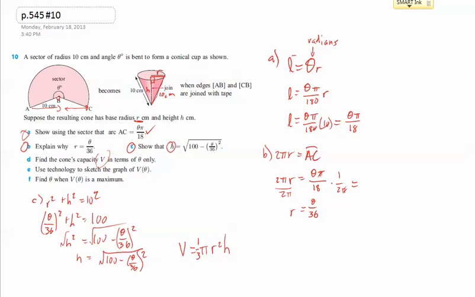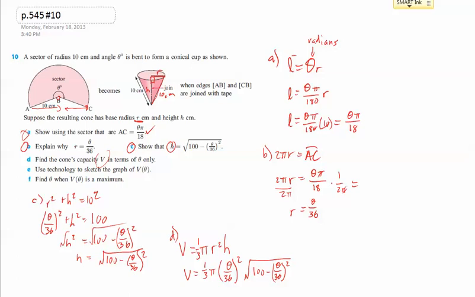So from here, I'm just going to write it out. Volume equals 1/3. So this is letter D. 1/3 times pi times the radius. Now the radius was theta over 36 squared, because it's the radius squared, times the height, which is this right here. So times the square root of 100 minus theta over 36 squared. And so now I have an equation in terms of V.